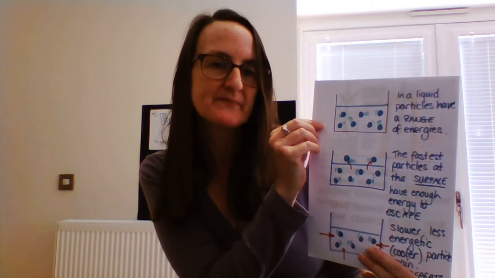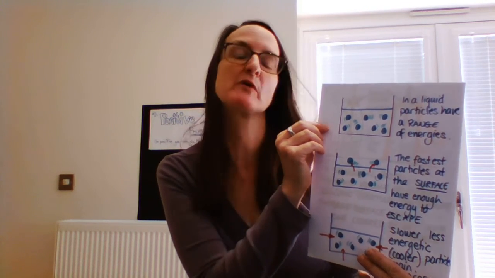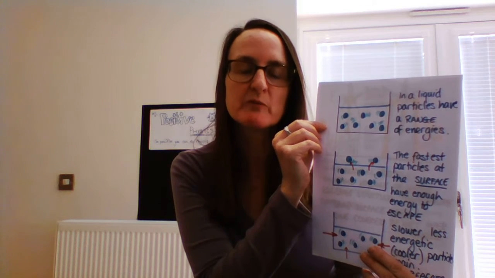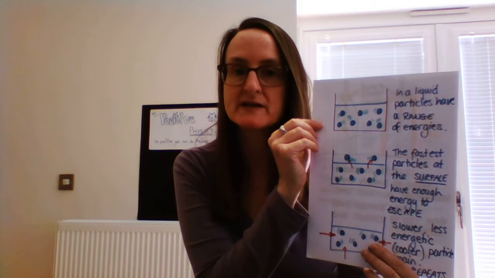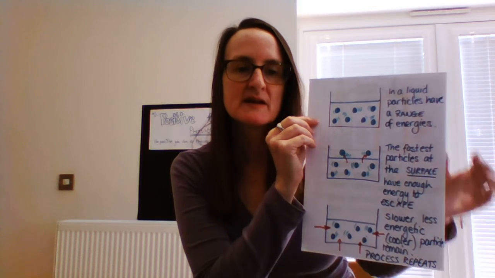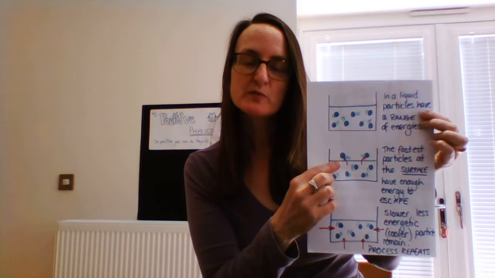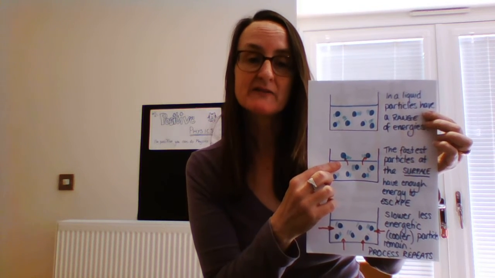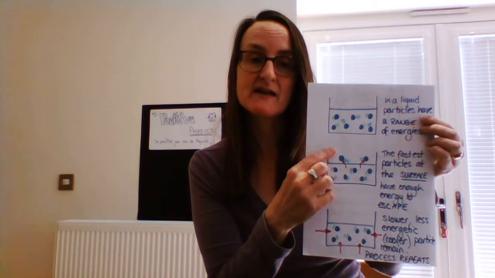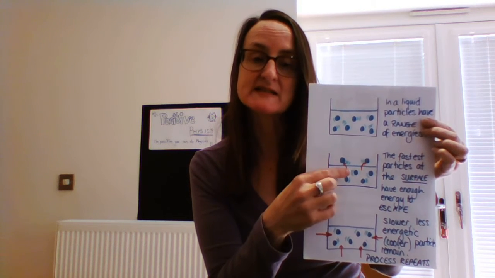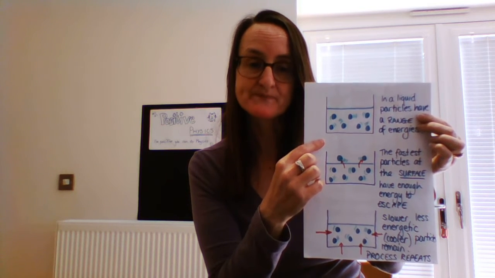In a liquid, the particles have a range of energies. So some of them are moving very quickly, some of them are moving more slowly, even if the liquid is at one temperature. Some of those particles that are at the surface, the ones with the most energy, have enough energy to escape from the surface and go into the air. They have evaporated. They've left the liquid and become a vapour.